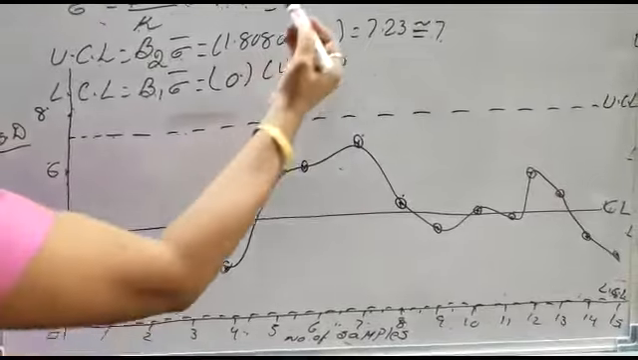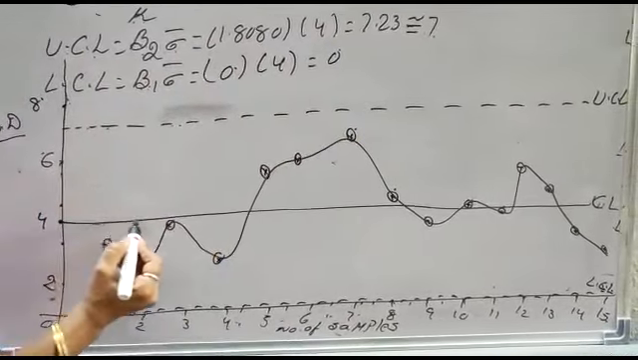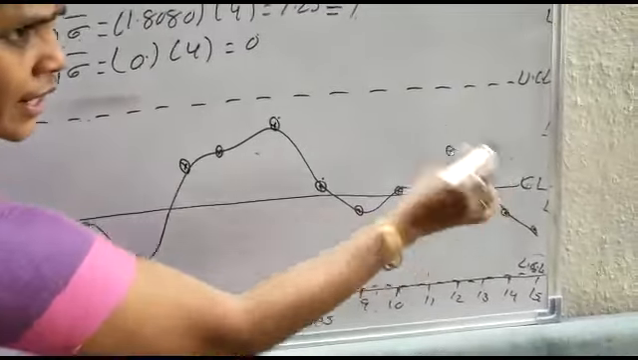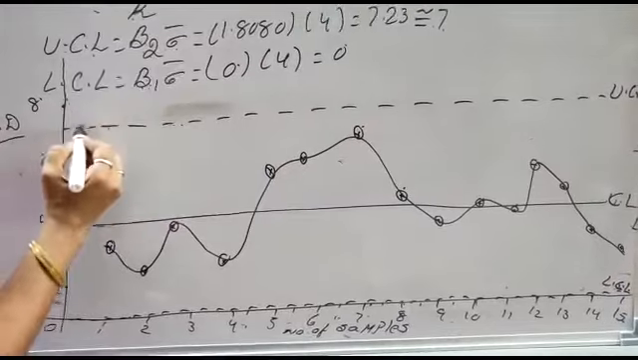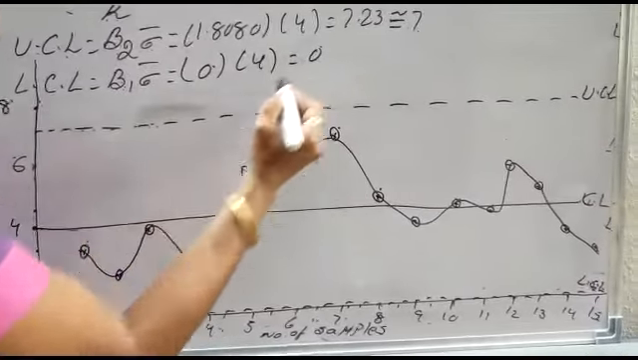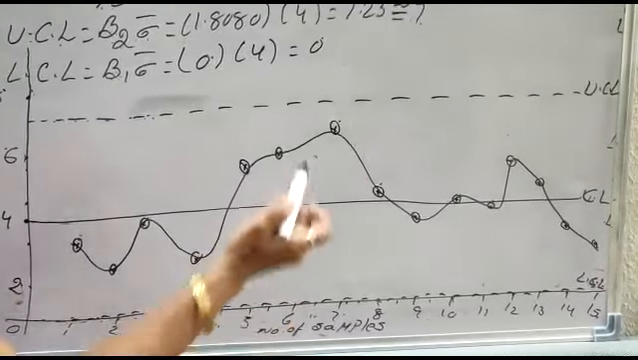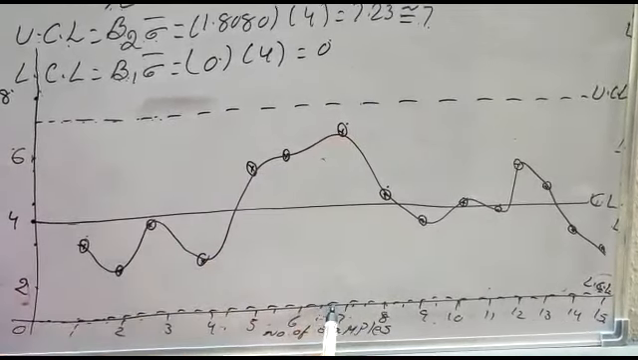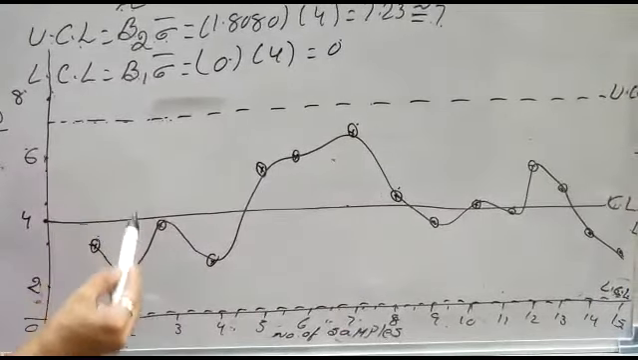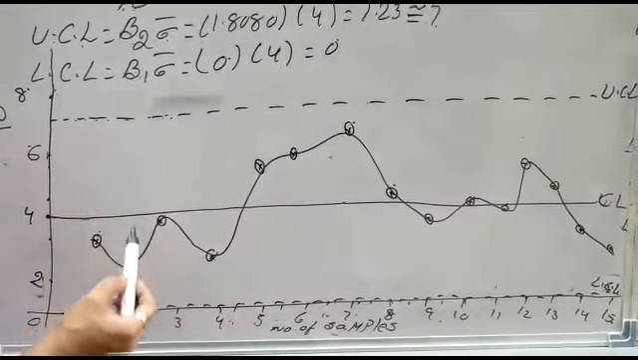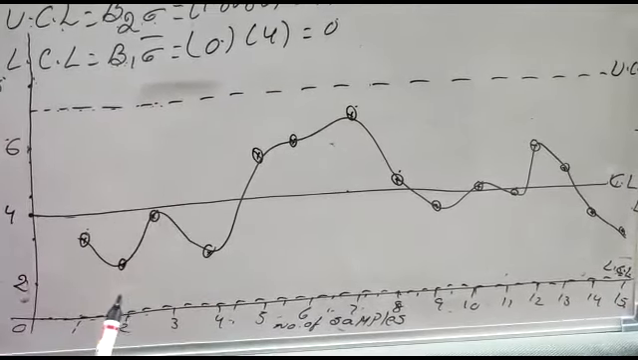First of all, I plot the control limits. The control limit is equal to 4, and it is always drawn with a horizontal, straight line. The upper control limit is 7, which we represent with a dotted line. The lower control limit is 0, which you can represent on the baseline. Therefore, here are the upper control limit and lower control limit, and the middle is the control limit. Now when you are plotting the points, if no point is out of this UCL and LCL, then we can say that the process is in control.